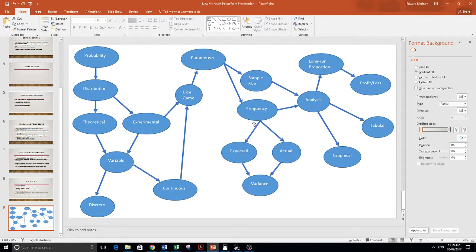And the frequency we broke down further into expected frequency and actual frequency, which we then use to determine our variance. Okay, so through analysis of our sample size and our frequency, we were able to determine our long run proportion, and consequently, we were able to determine our profit and loss from that. And also through our analysis, we were able to produce a number of tables throughout the work solution. And also, if we wanted to, we could also apply a number of graphical representations as well.